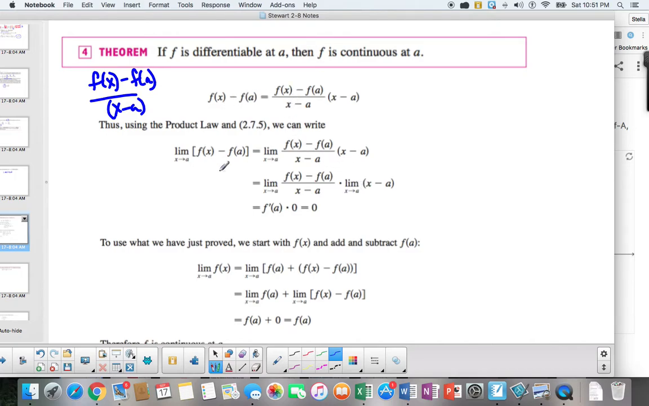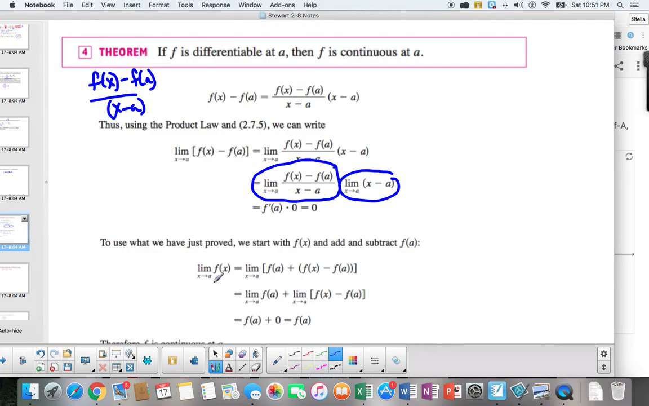Now we're going to take the limit of both sides. And when we take the limit of both sides, we're going to concentrate on the right-hand side. The limit of the product is the product of the limits. And this part right here is going to go to 0. And this part right here, you should be able to recognize that it's a derivative. So this expression is equal to 0.